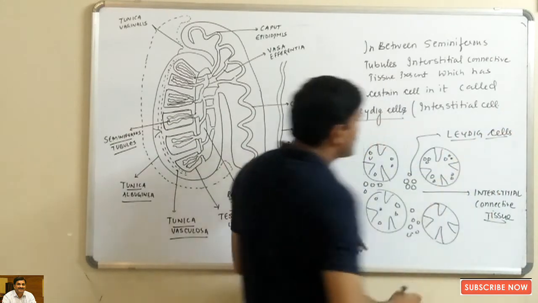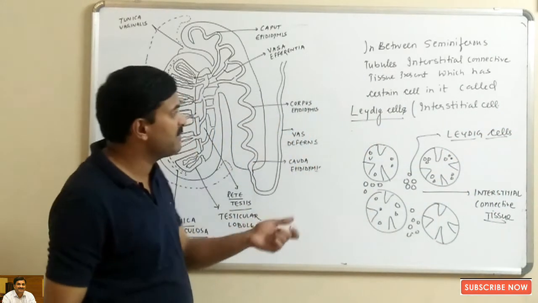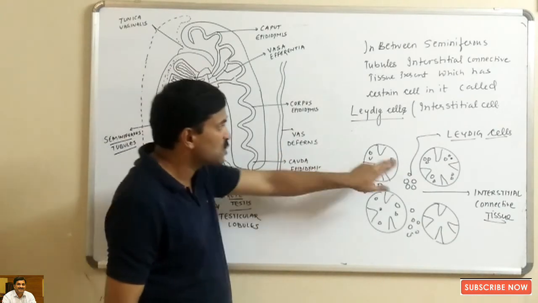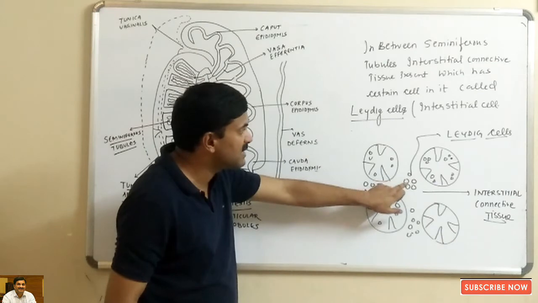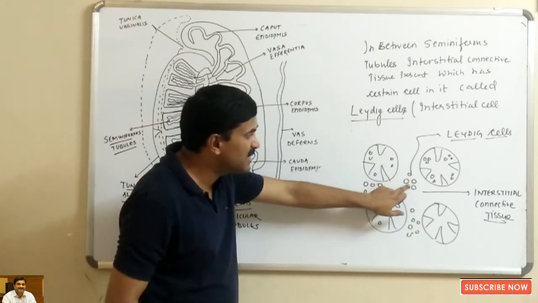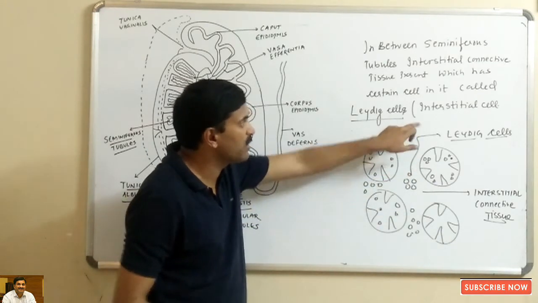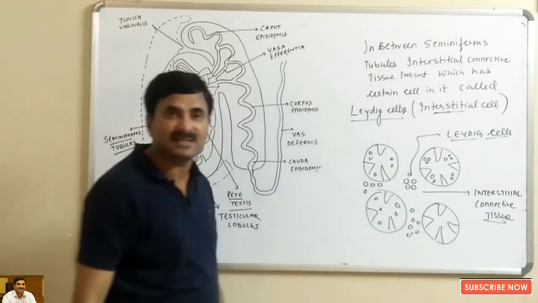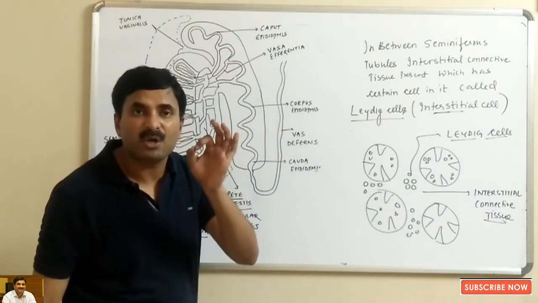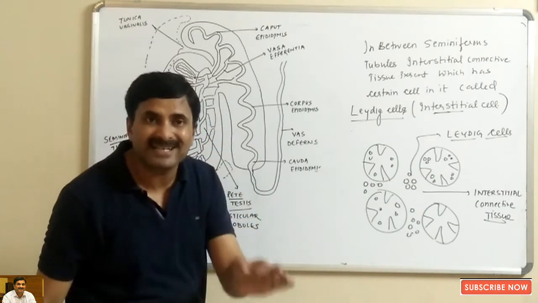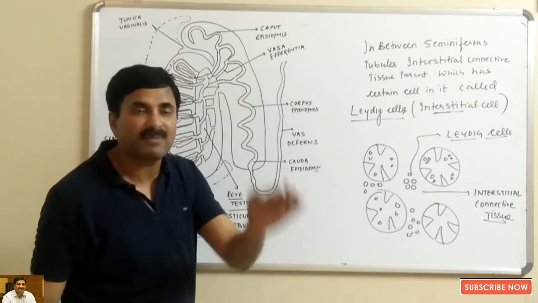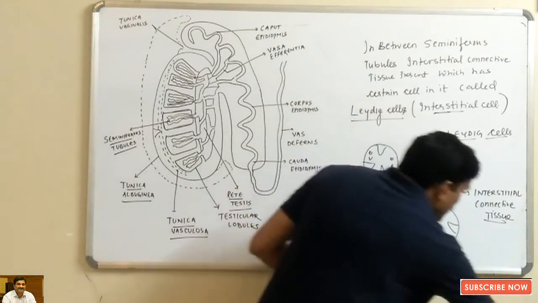They are called Leydig cells because they are found in between the seminiferous tubules. They can also be called interstitial cells. So you can see the position of the Leydig cells, as they are present in between the seminiferous tubules. Now the question arises: why are they called Leydig cells? They are called Leydig cells because they were first discovered by Leydig. Likewise, Sertoli cells were called Sertoli because they were discovered by a scientist known as Sertoli.